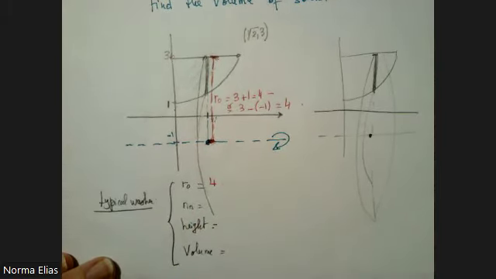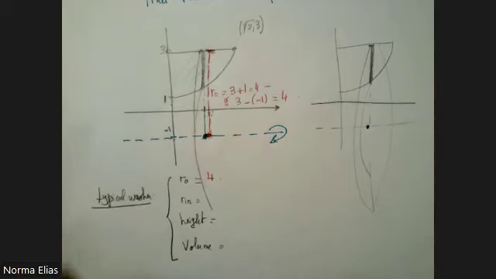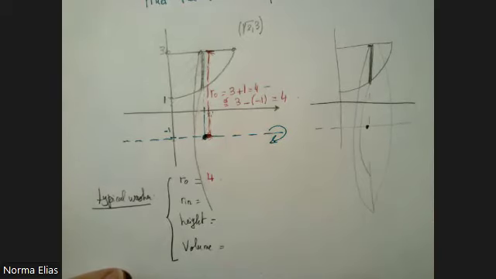Now I want you to think a little bit about the inner radius. What's going to be the inner radius? Look at the picture in front of you and think geometrically. What's going to be the inner radius? X squared. Keep thinking. Draw the picture and keep thinking.